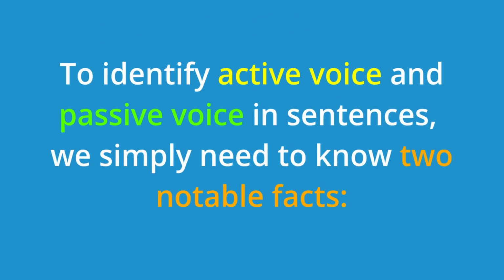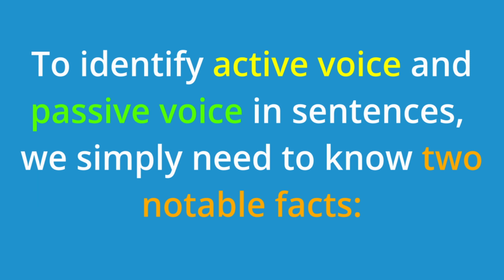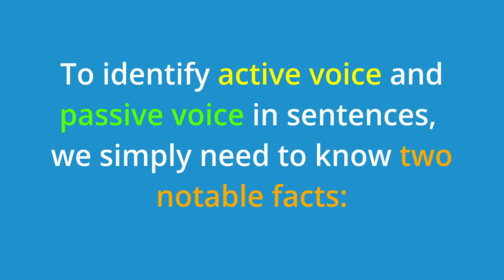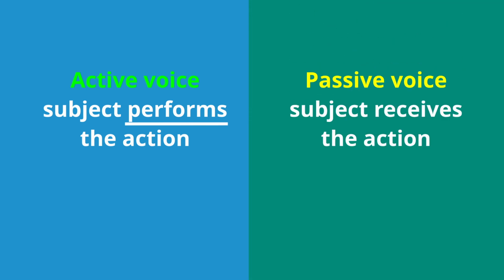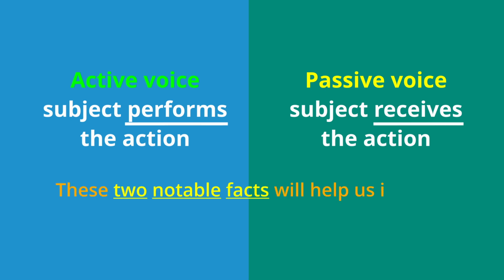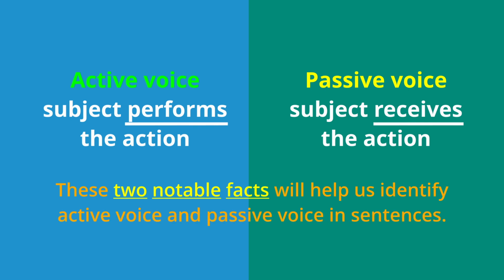Now, to identify active voice and passive voice in sentences, we simply need to know these two notable facts. First, active voice is used in sentences when the subject performs the action. Number two, passive voice is used in a sentence when the subject receives the action. These two notable facts will help us identify active voice and passive voice in sentences.